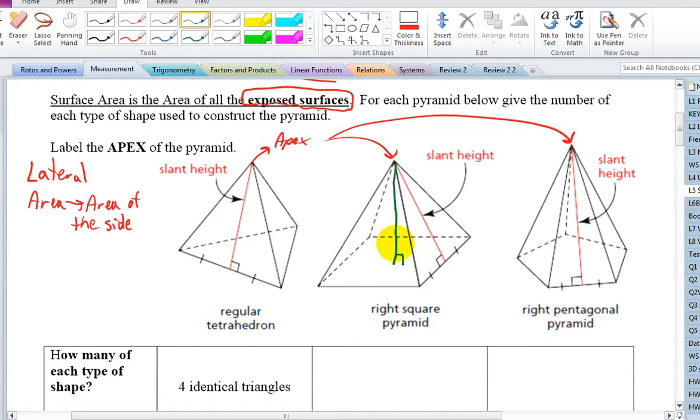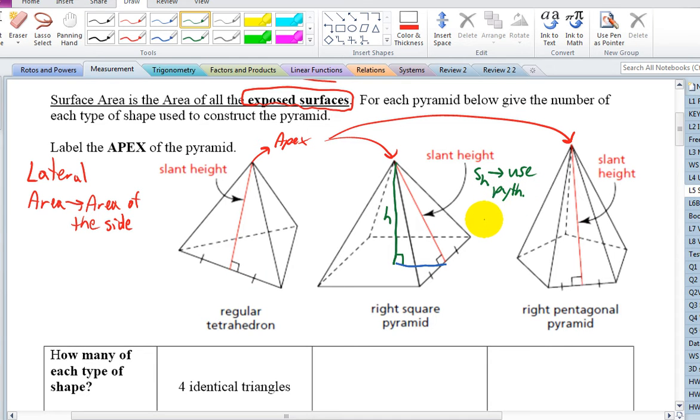The height goes straight down to the base and then connects over to the slant height. So this here is your height. And what kind of shape does that make? A right angled triangle. So sometimes for your slant height, you will have to use Pythagoras.